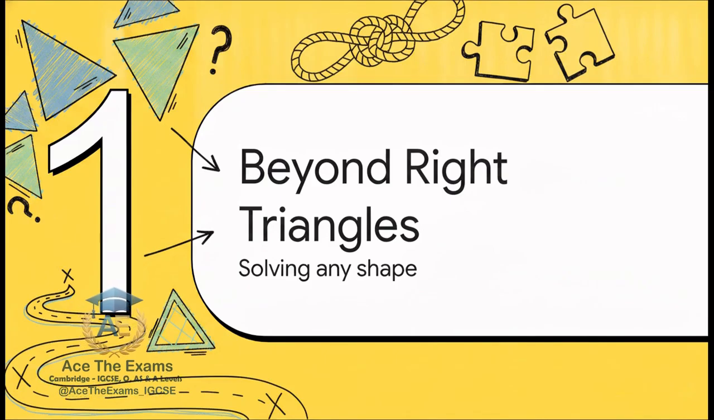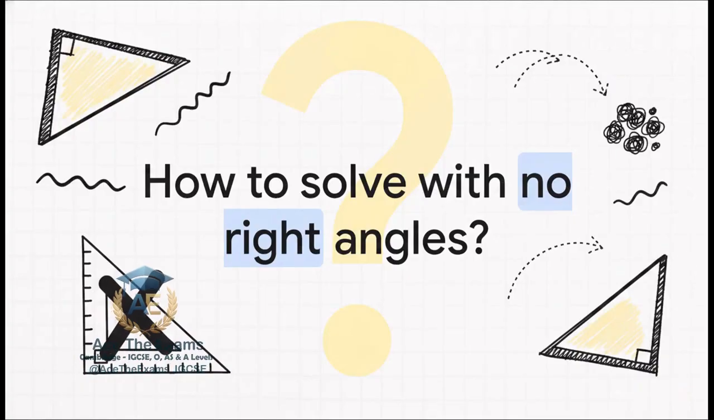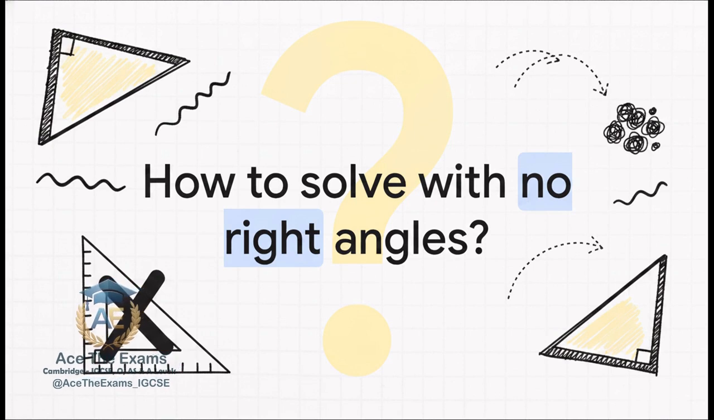Section 1. Beyond right-angled triangles. Let's define the primary obstacle we are tackling today. Okay, I want you to imagine you're looking at a triangle. But there are no 90-degree corners. None. Just 3 random intersecting lines creating 3 random angles and 3 sides. How do you find a missing length?